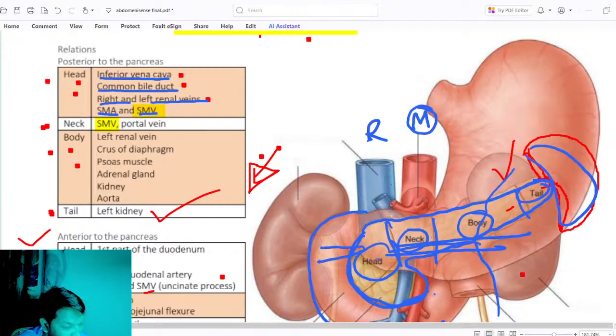Behind the head we have some structures. Now head is finished. Now come to the neck. So behind the head we have big structures: inferior vena cava, superior mesenteric artery, superior mesenteric vein, and some others.